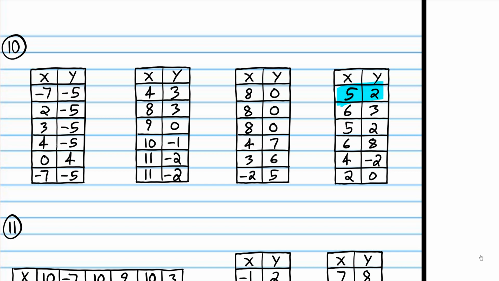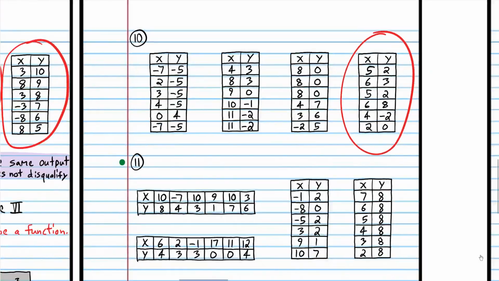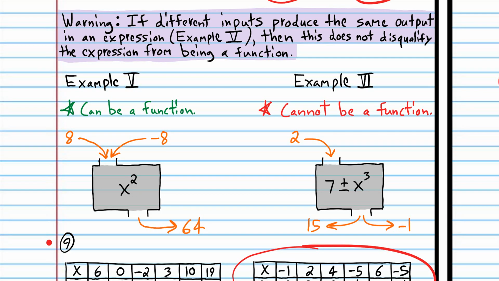Here we have numbers repeated, but again the outputs are also repeated. But what disqualifies this table as representing a function is we have 6 producing two different outputs, 3 and 8. So if you plug in 6, you get two different outputs. So that's not allowed. So these problems can be a little tricky.